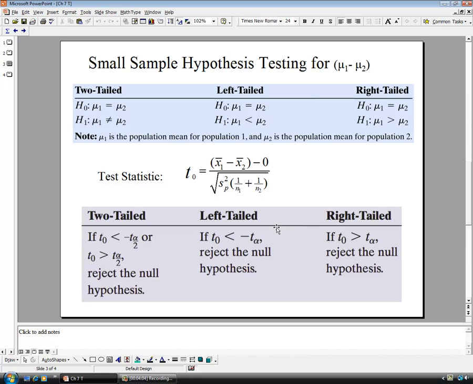Left-tailed, we're looking to see if the test statistic falls left of or less than the negative t of alpha, where the entire level of alpha is on the left, and the right-tailed is if our test statistic t sub 0 is greater than the positive t of alpha, where the entire level of alpha is on the right.